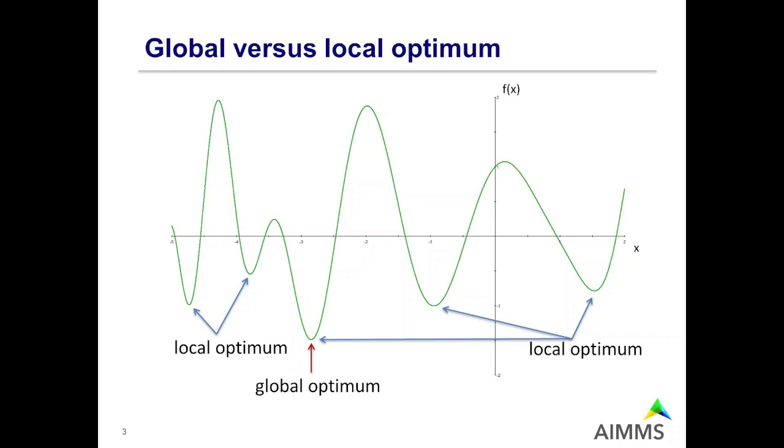A global solver like BARON, on the other hand, will try to find a global optimum, and if it finds the global optimum, it will also prove that it is in fact a global optimum. So it's more like a solver like CPLEX or Gurobi. If they solve a MIP, then they will find the global optimum, but they also will prove that it's the global optimum. BARON does something similar to that.